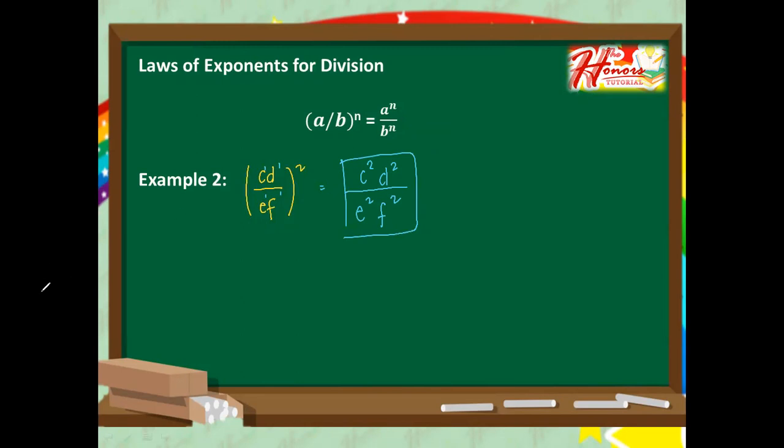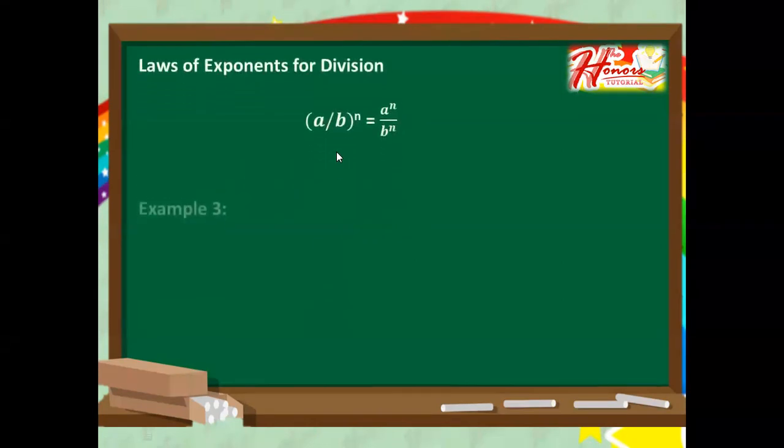Next, let us have our next example. So that is number 3. We have here this example. Let me write it. So this is the given for number 3. That is the quantity of 5GH over 7JK cubed, or raised to 3.